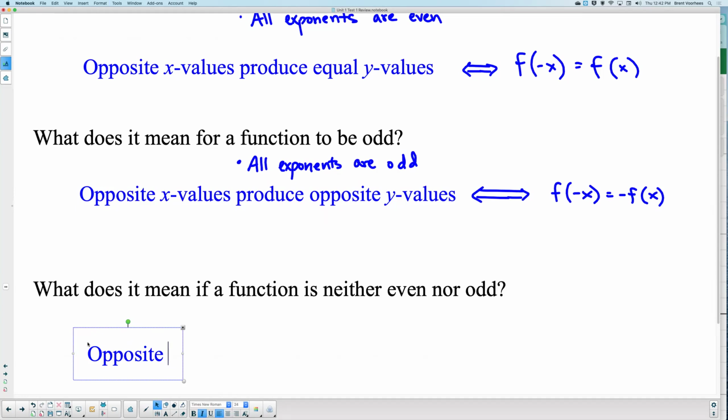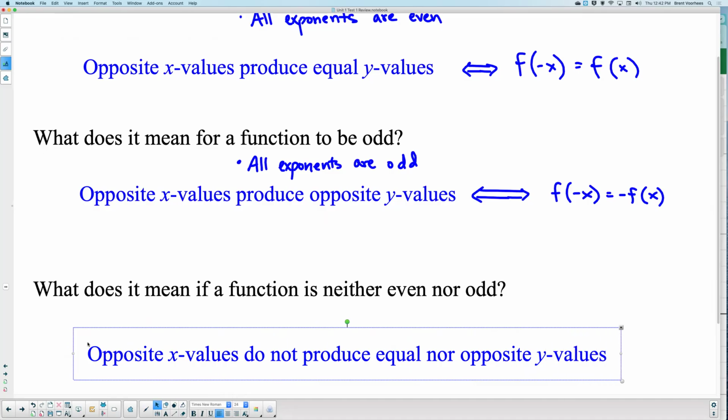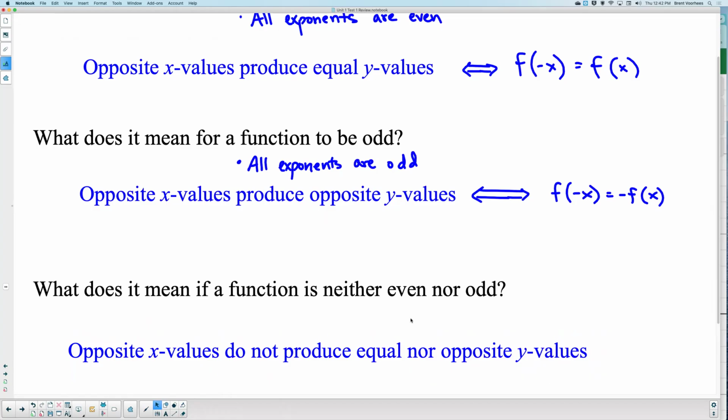Opposite x values do not produce equal nor opposite y values. So they just produce something random. There is no symbol that we would do here. I mean, you could say it does not equal symbol for both of these.